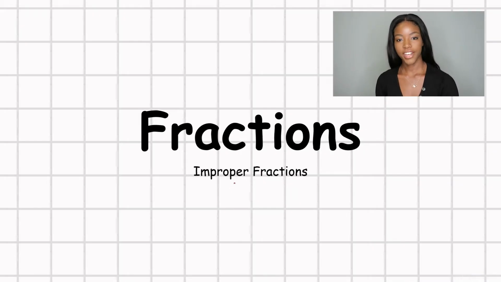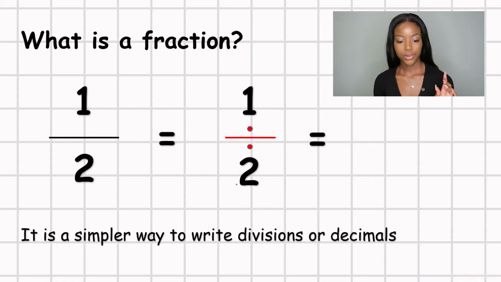We'll be going through improper fractions, but before we go ahead, I'll just go through what a fraction is. A fraction is basically a simpler way to write out divisions or decimals. For example, 1 over 2 means 1 divided by 2, and as a decimal we would write that as 0.5. In its simplest terms, that is the best way to define a fraction. It's the top divided by the bottom, or in technical terms, the numerator divided by the denominator.